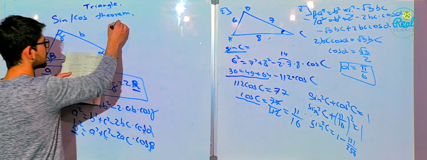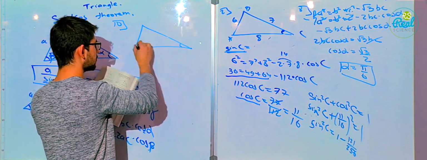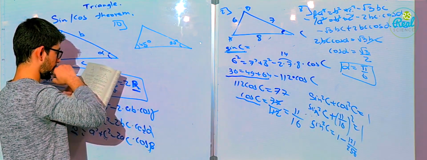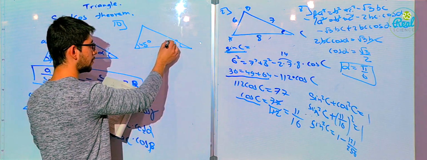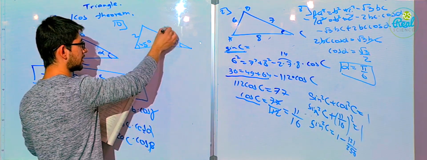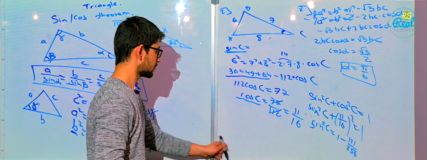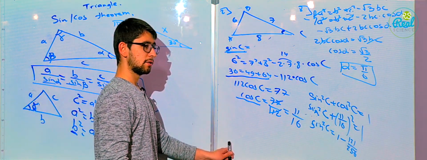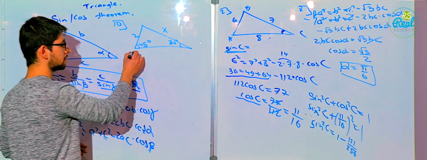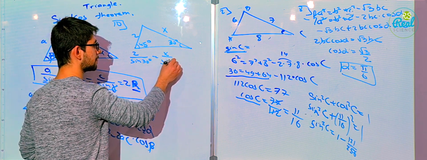Let's solve more exercises. This is 10. In a triangle, your angles are as follows: 30 degrees, 45 degrees. If the side opposite to the 30 degree angle equals 2, then you have to find the side that is opposite to 45 degrees. So how to find it? Will we use sine theorem or cosine theorem? Sine theorem, of course. So 2 over sine 30 degrees equals x over sine 45 degrees.